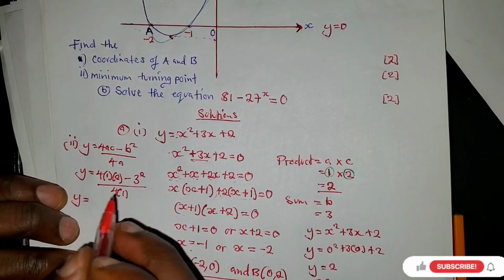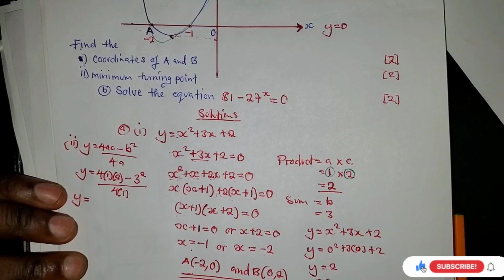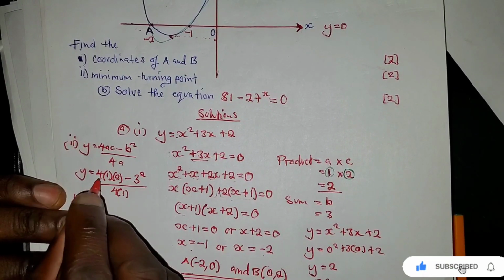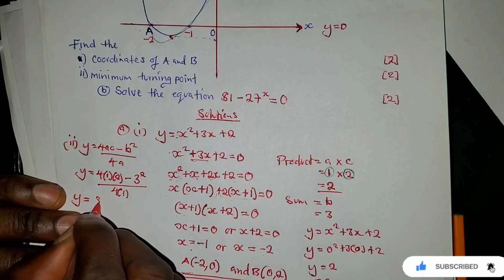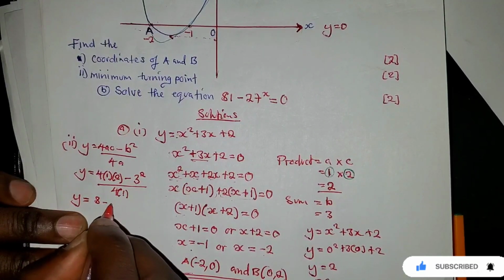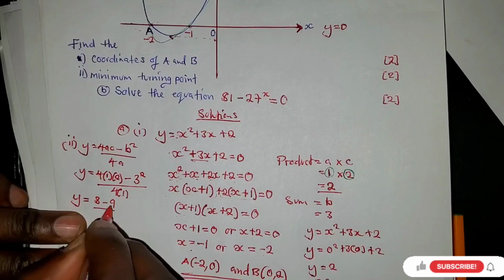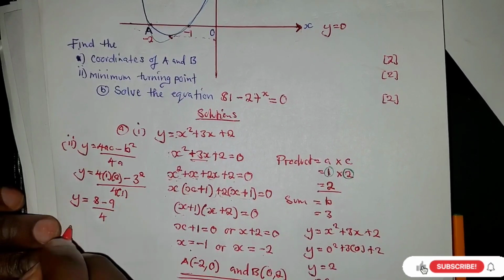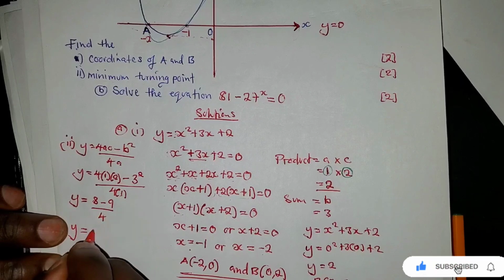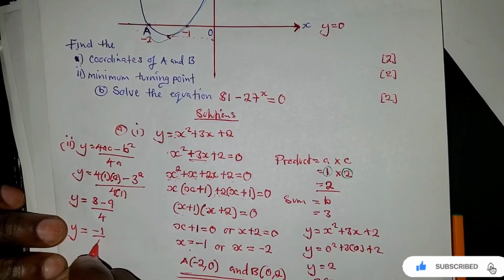Let's proceed. Now, since we are not using a calculator here, you can't punch everything on the calculator, so we simply make it simple. Okay, 4 times 1 times 2 is 8. 4 times 1, 4 times 2, 8. So we just write 8 minus 3 squared, it is 3 times 3, which is just 9. 4 times 1 is just 4. y is equal to 8 minus 9 is negative 1 over 4.